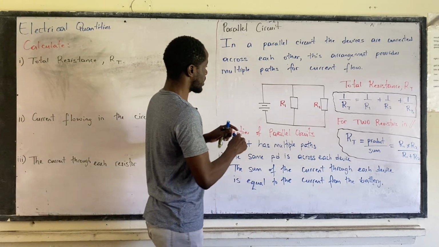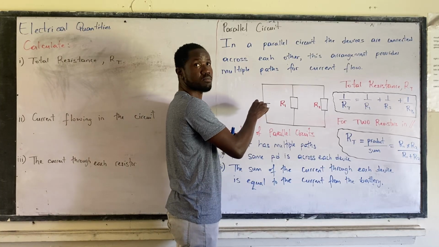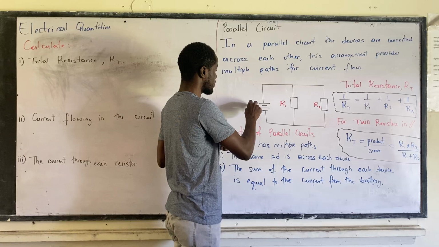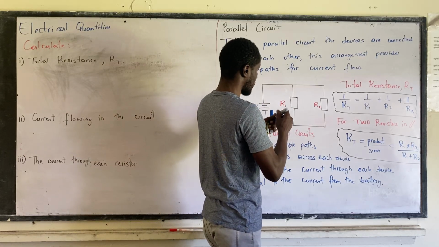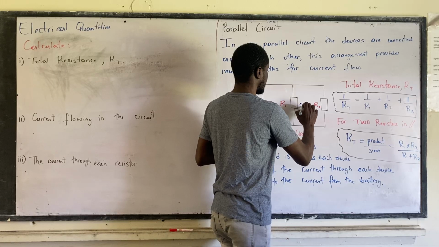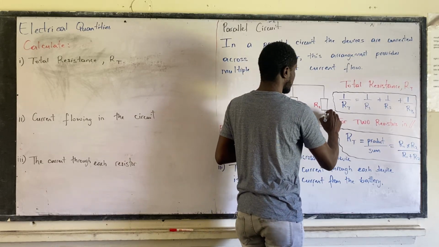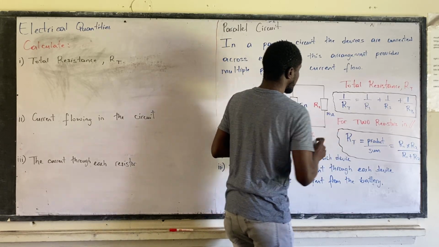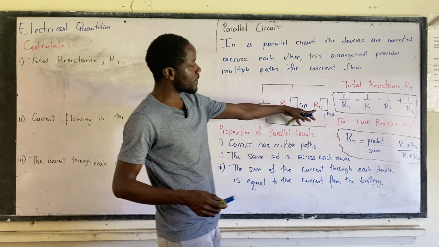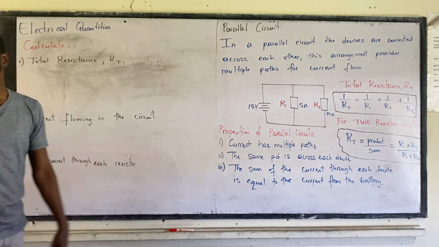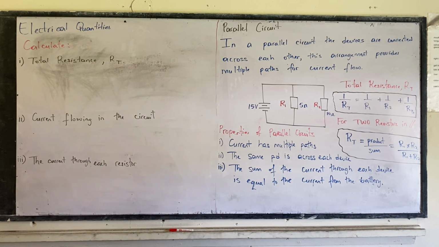Let's say this battery is, what's the battery value? 15, okay. And R1, 5, okay. And R2, okay, 10 ohm. All right. So we have our circuits. Just plug in those values, 5 and 10. And we're going to use that now to do some calculation.